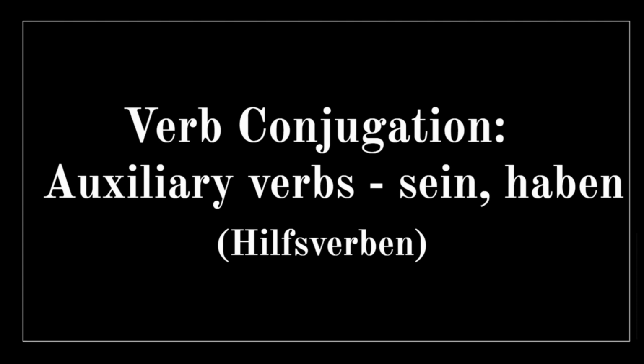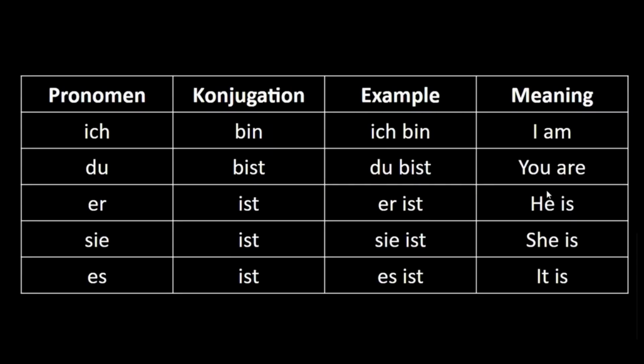Let's begin with the verb conjugation for the auxiliary verbs, or in German we call them Hilfsverben, that is sein and haben. First of all, the verb sein. It's an irregular verb. Sein means to be. It's just like saying are, am, is in English.